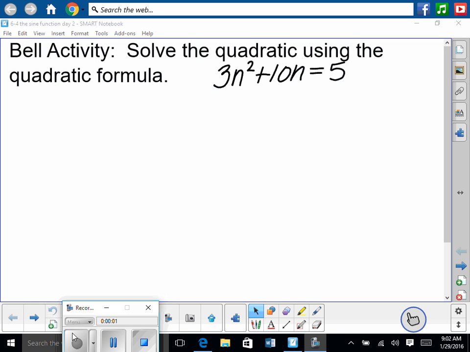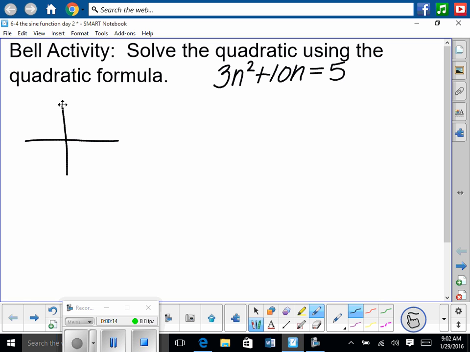Solving a quadratic using the quadratic formula. I need you all to listen for a second. I don't know if you got this last year, but when you're solving a quadratic, this is what you're finding: the x-intercepts. You're finding these values where it crosses the x-axis. Did you know that? Okay, awesome. So once again, when you're solving a quadratic, you're finding where it crosses the x-axis.